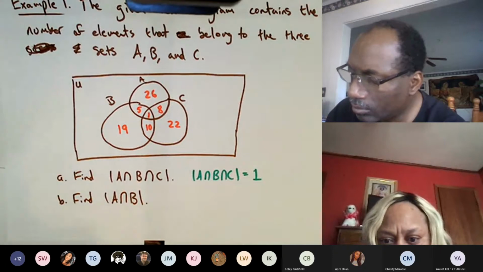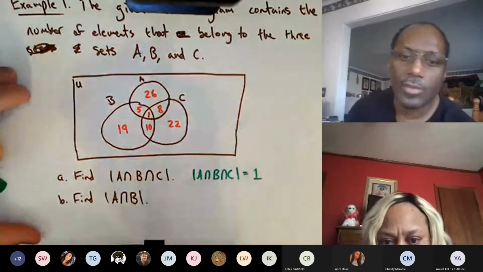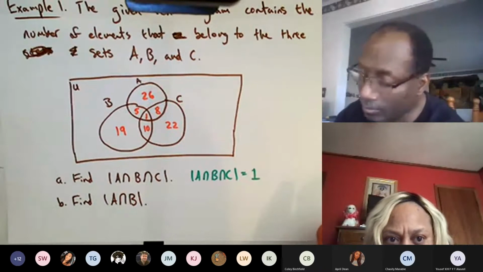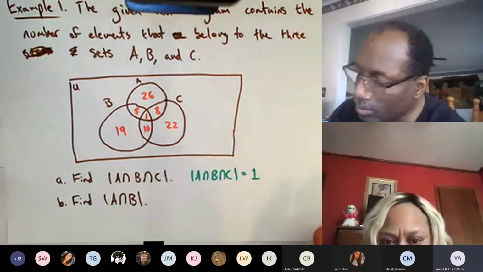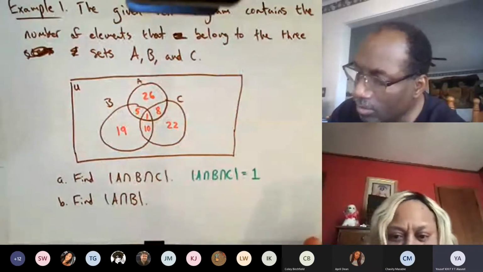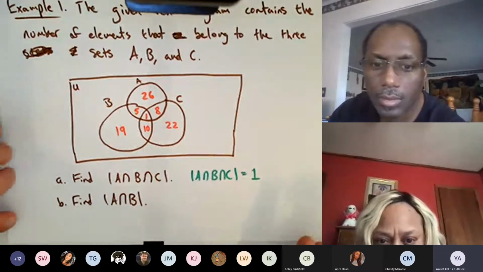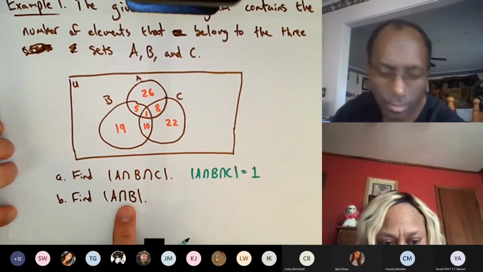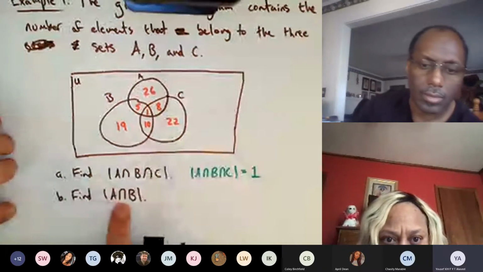Okay, anybody have any guesses as to what this would be? Oh, yeah, go ahead, Yusuf. Is it going to be 26, 5, 1, and 8? Oh, I'm sorry, A and B. So 26, 5, and... But it's A intersect B.